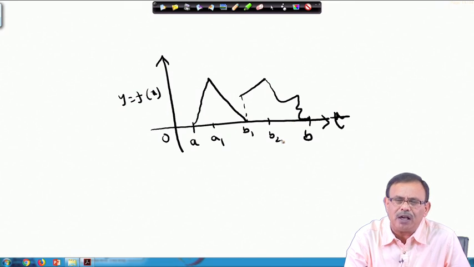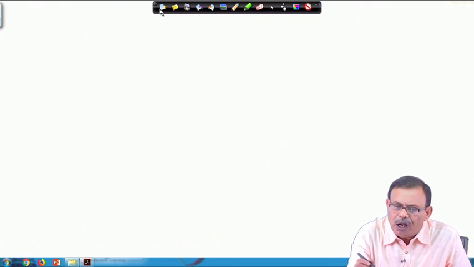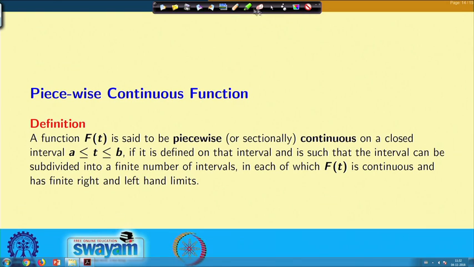I hope it is clear that a function may not be continuous in a particular domain a to b, but if I subdivide a to b into n subdomains, and in each subdomain the function is continuous, we call the function a piecewise continuous function. Again, let us go back.